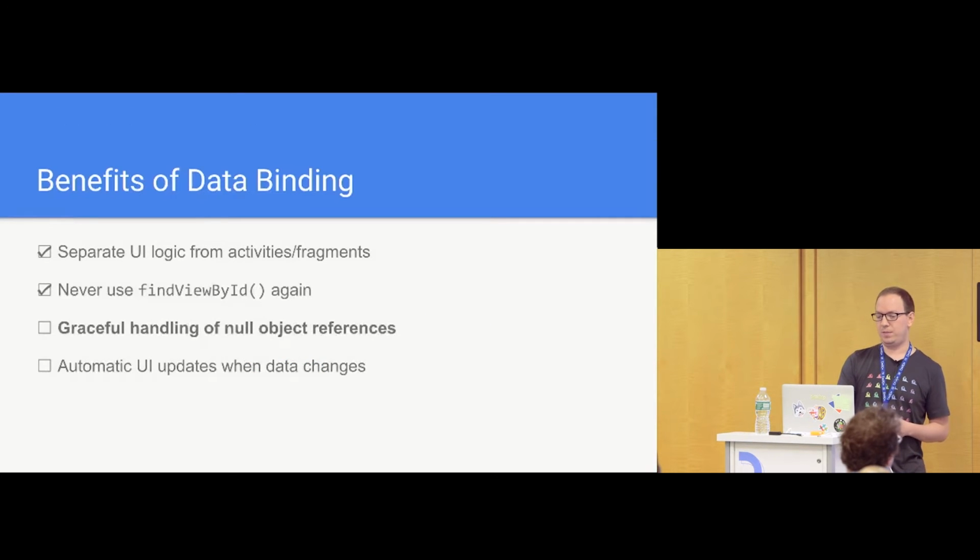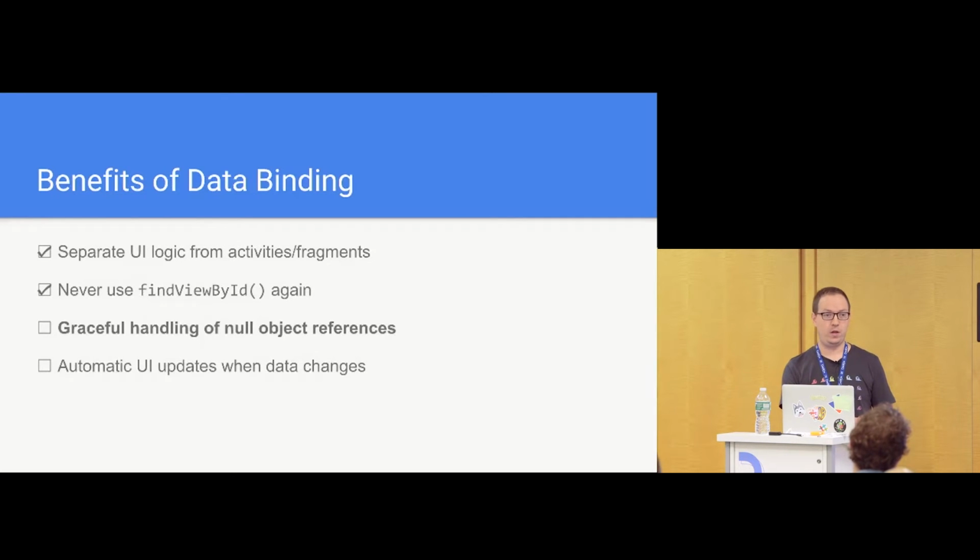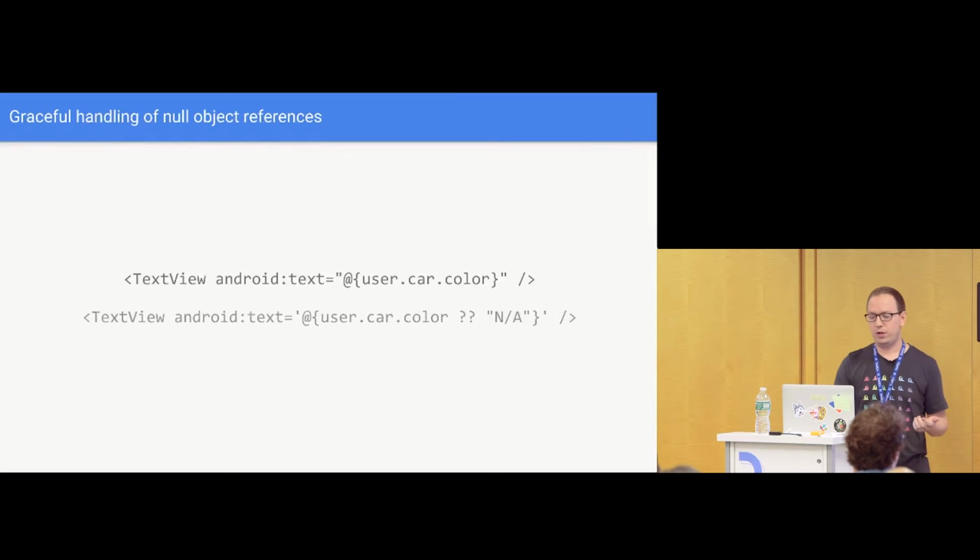So next, this is another great feature of data binding. It has graceful handling of null object references. Say, for example, in your layout, you had a variable called user, and that user variable had a car property that may or may not be null. Not everybody owns a car. And that car could also have a color.